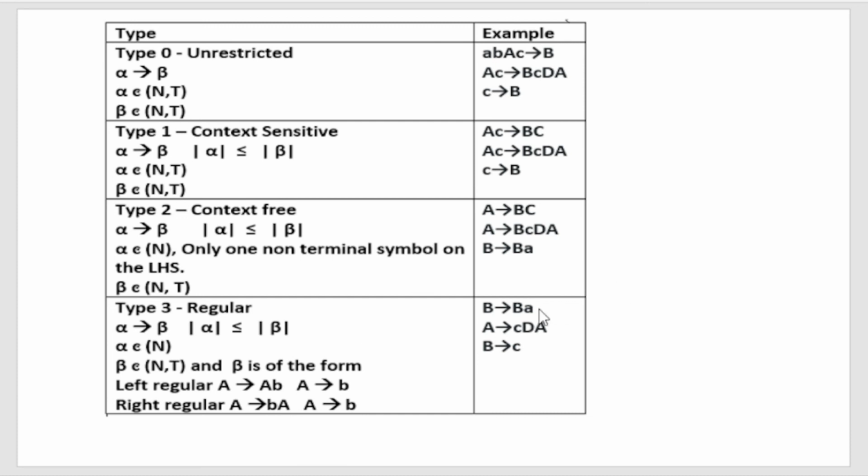For example, B derives BA, so this is a regular grammar. A derives CDA, this is also a regular grammar.